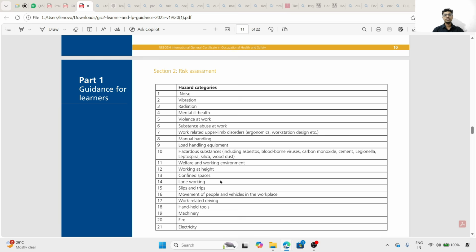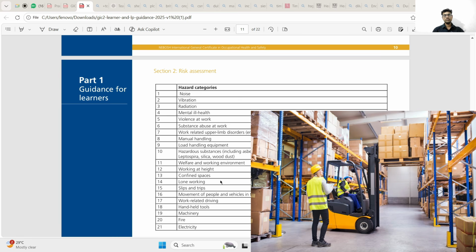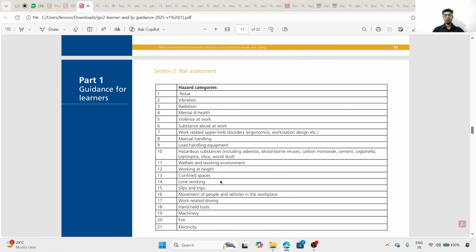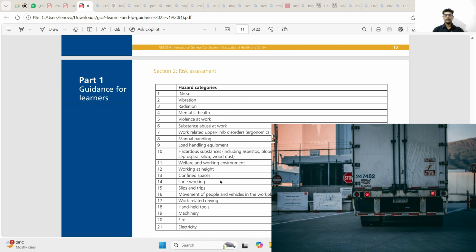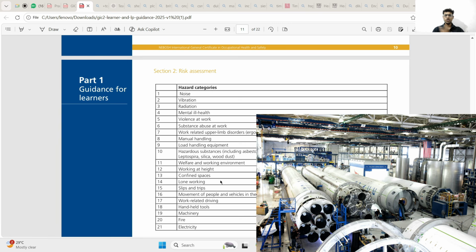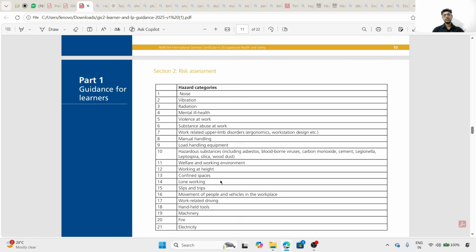Now 16, that is movement of people and vehicles in the workplace. We know the forklift vehicles, that movement is there. Then work-related driving, then handheld tools. Number 19, you have the machineries. In industry there are a lot of machineries that have various hazards associated with them. Machinery itself has a very big hazard, and a lot of types of machines are there, so you can choose that.